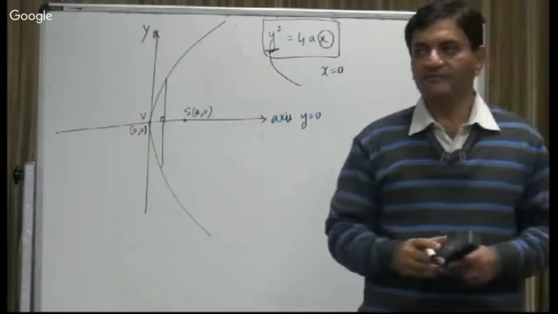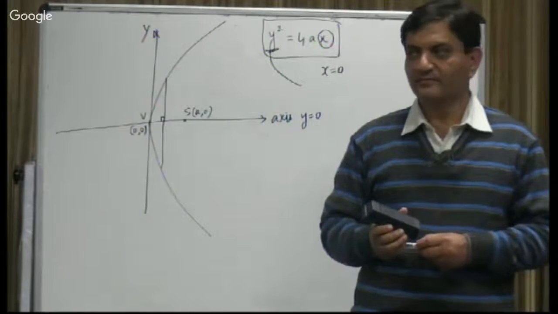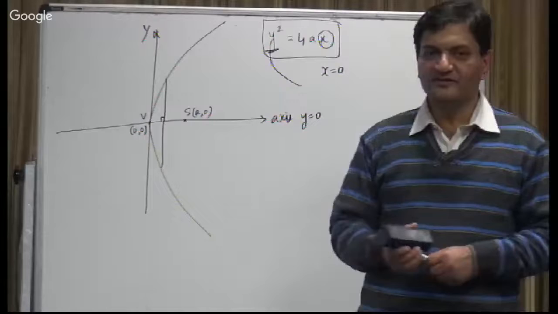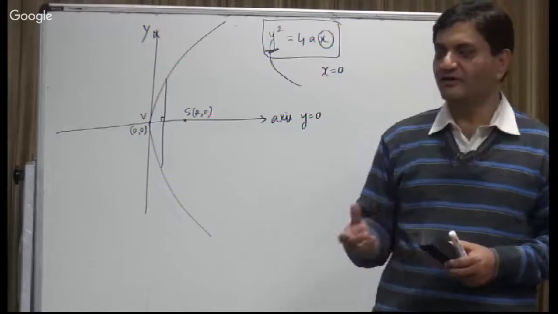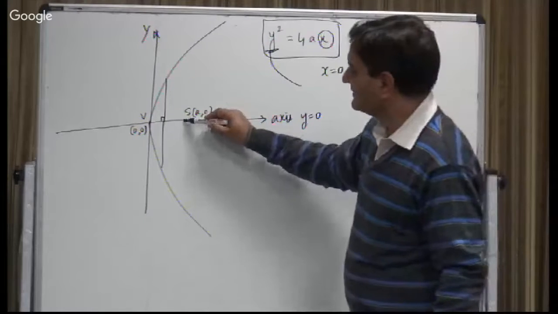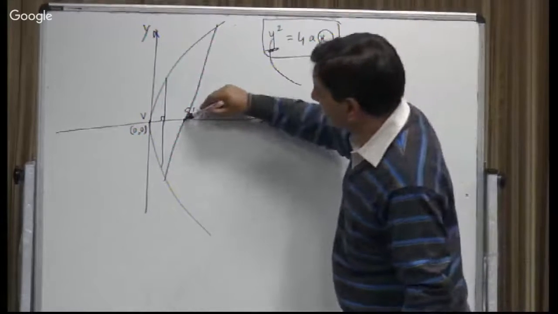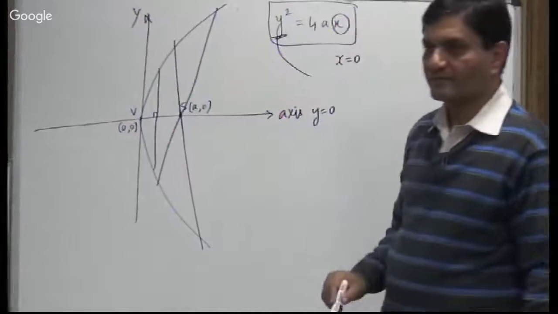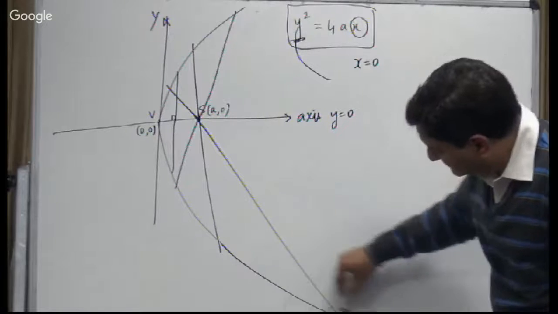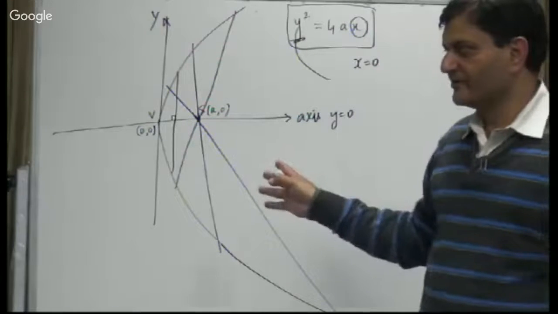Now, focal chord. Who will tell me what a focal chord is? It is a chord passing through the focus. The name suggests it: a focal chord is a chord which passes through the focus. So in this case, if this is the focus, this is one of the focal chords. You can have many different focal chords. If you extend this, this is also a focal chord. So a focal chord is a chord passing through the focus, (a, 0) in this particular case.